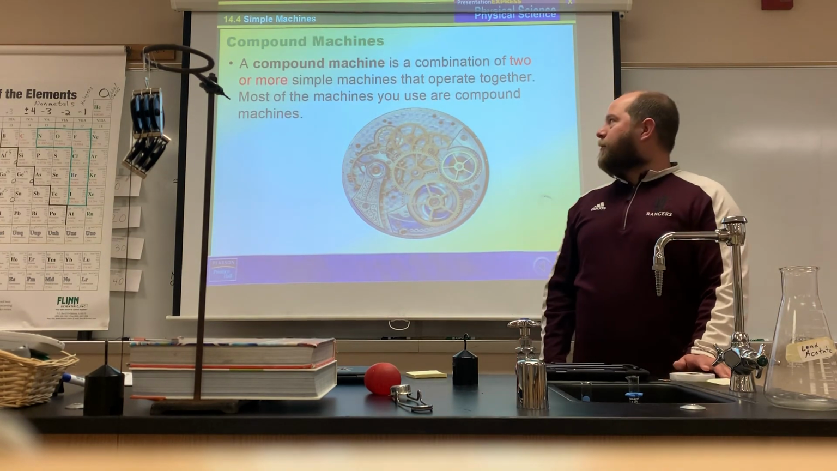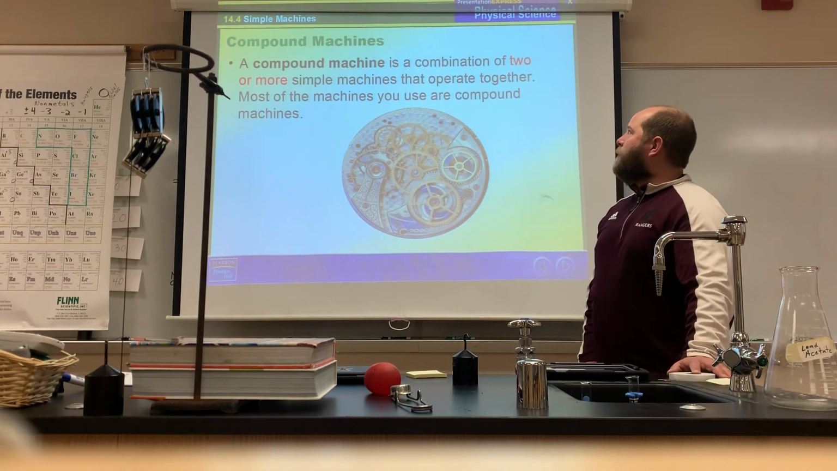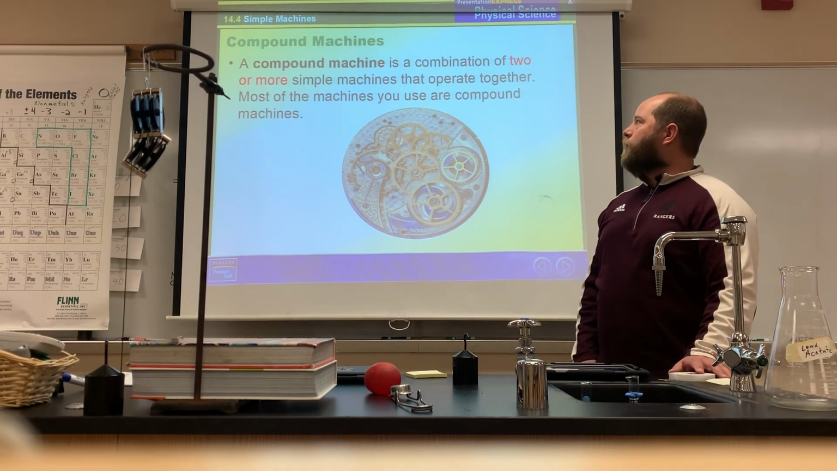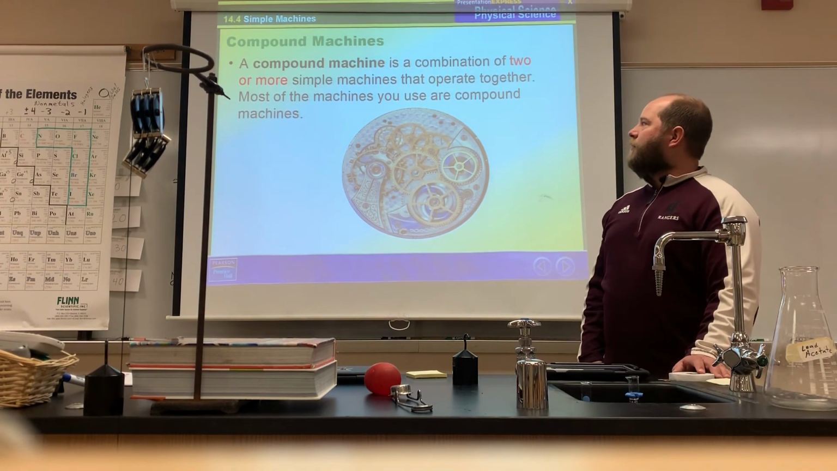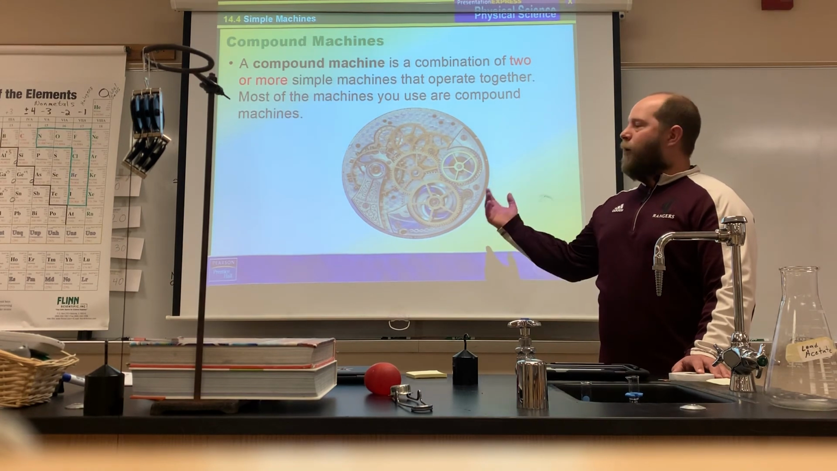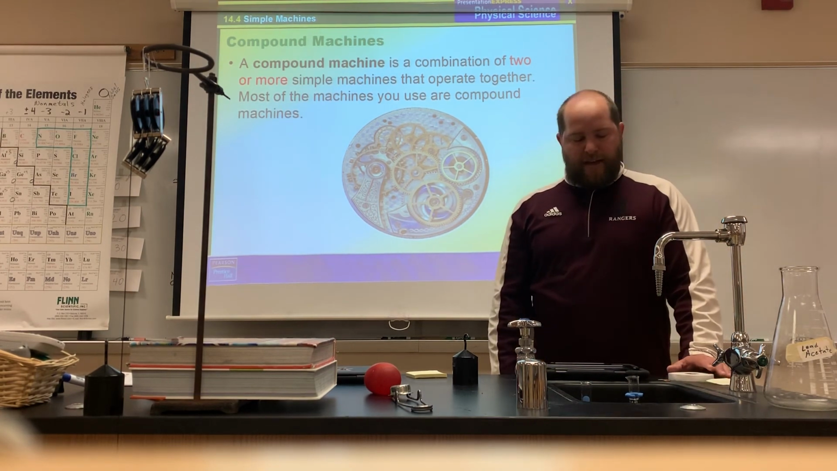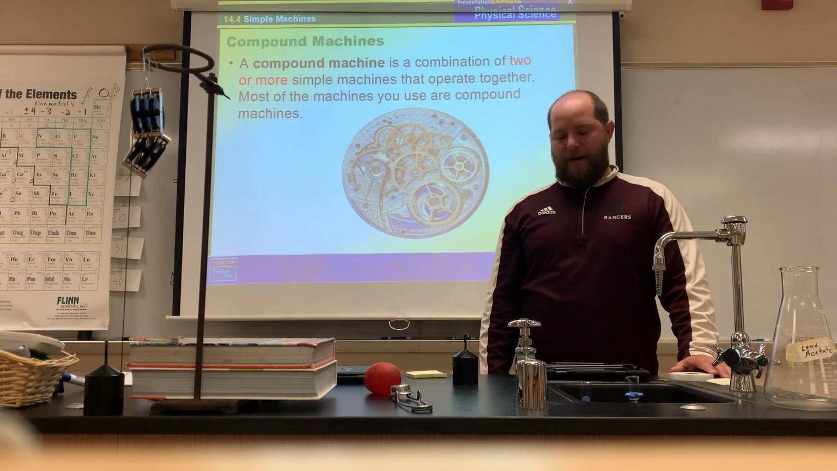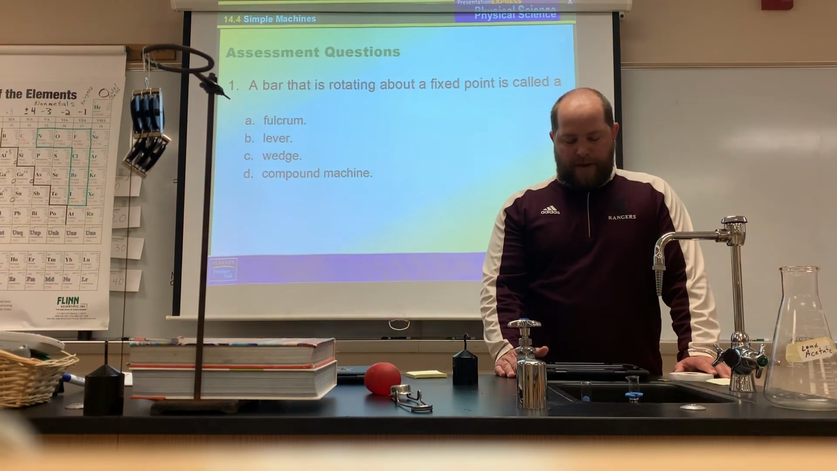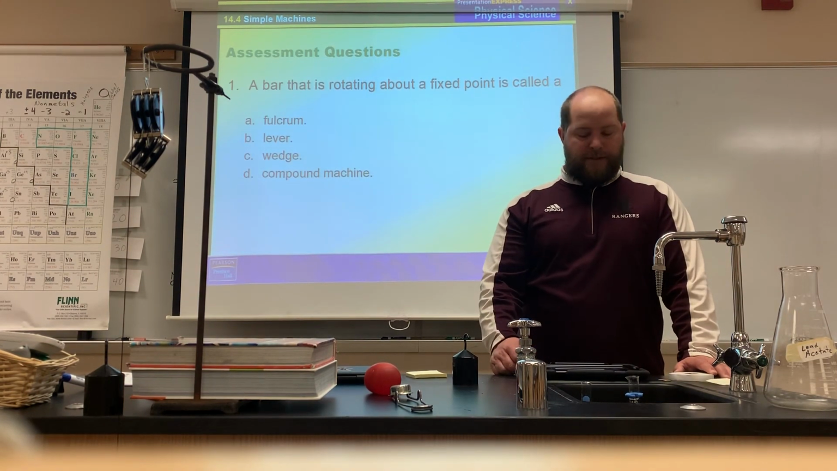Let's talk about compound machines real quick. A compound machine is a combination of 2 or more simple machines that operate together. So a watch is a compound machine. I like to think of a bow and arrow as being a compound machine. And a bicycle is a compound machine.